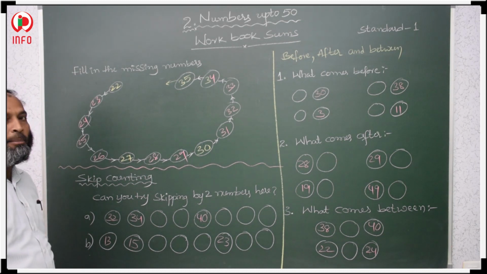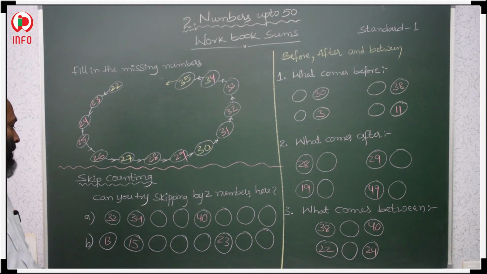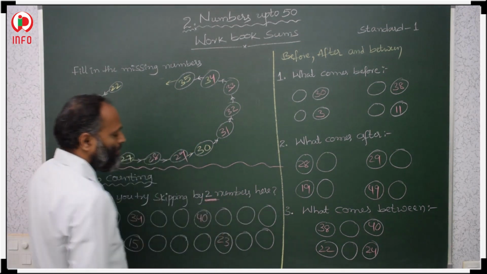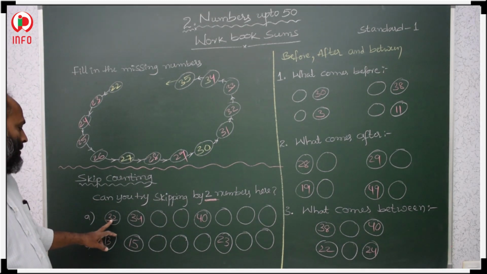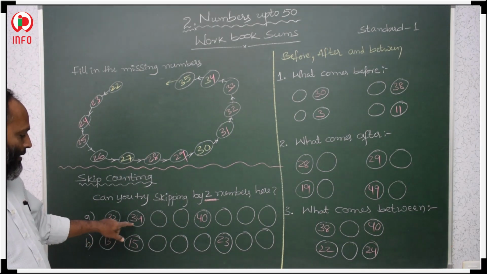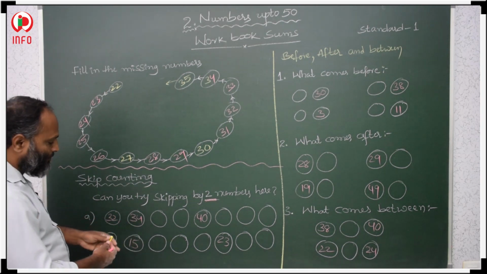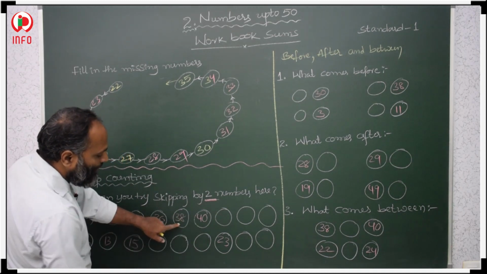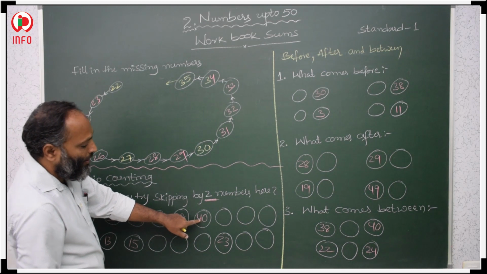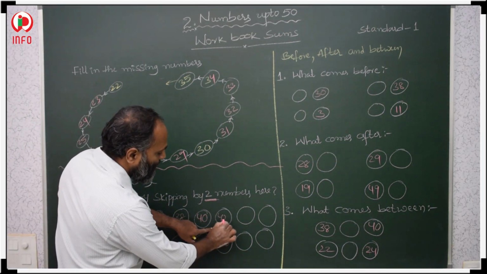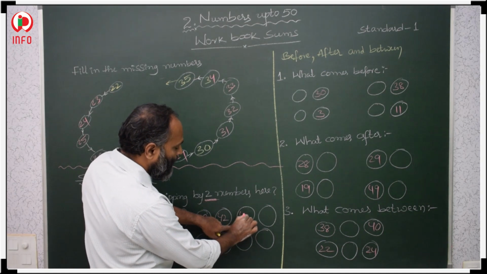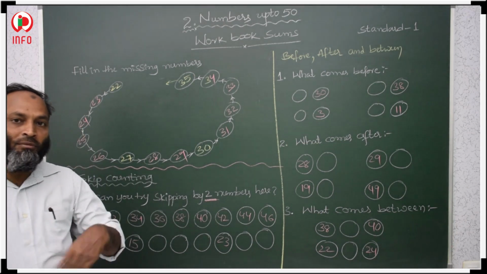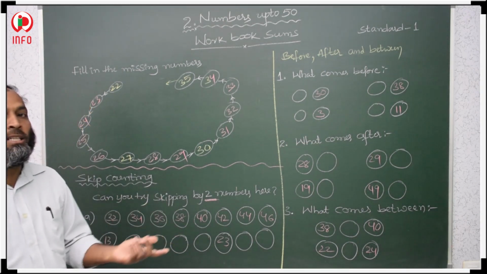Now skip counting. How to skip count? Here it is skip counting by 2. Skip by 2 numbers. 32 is given, 33 is skipped, 34, and 35 is skipped, 36, 37 is skipped, 38, 39 is skipped, 40, 41 is skipped, then 42, 43 is skipped, 44, 45 is skipped, 46. So in this way we skip one number and write the next number.